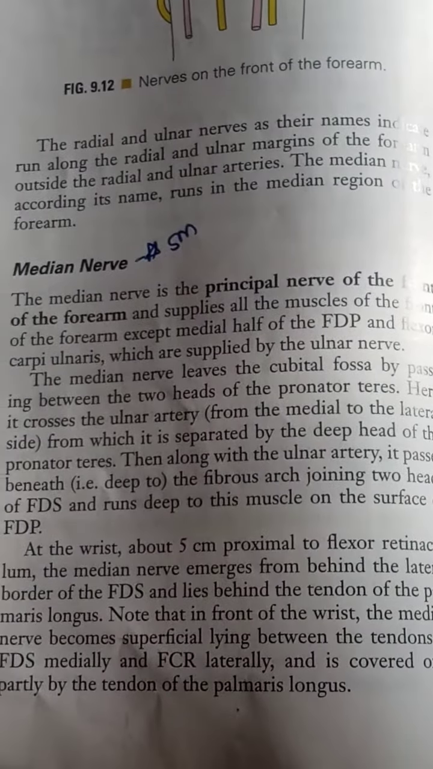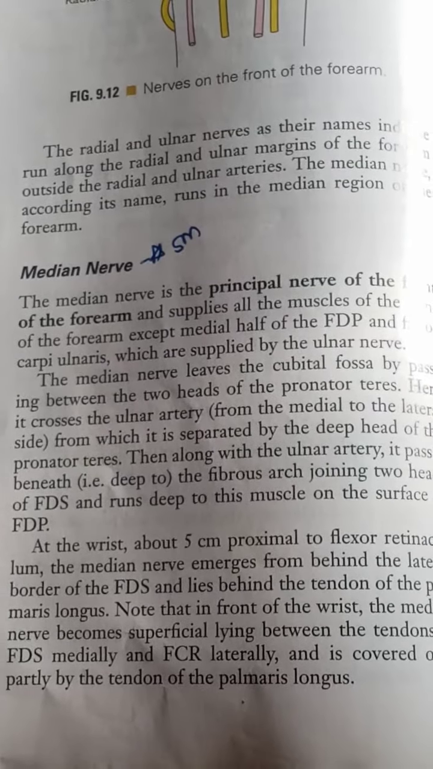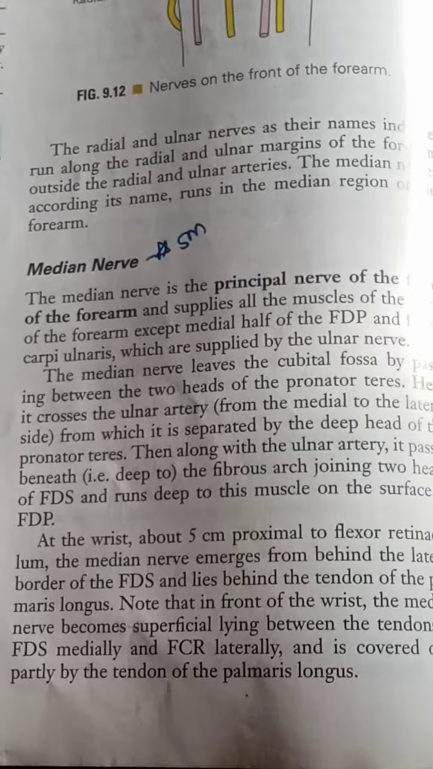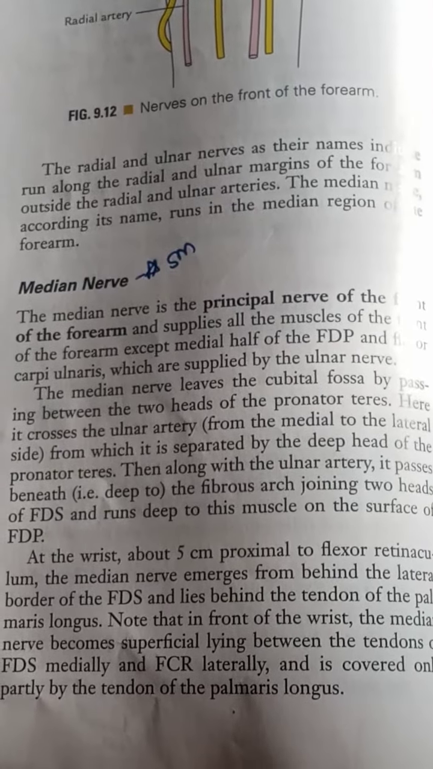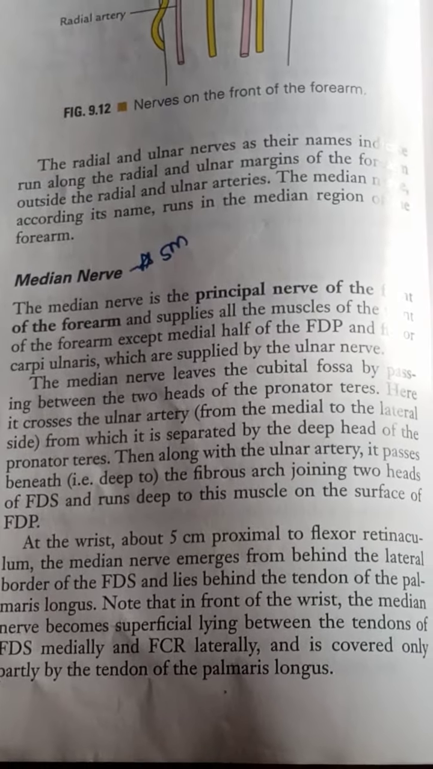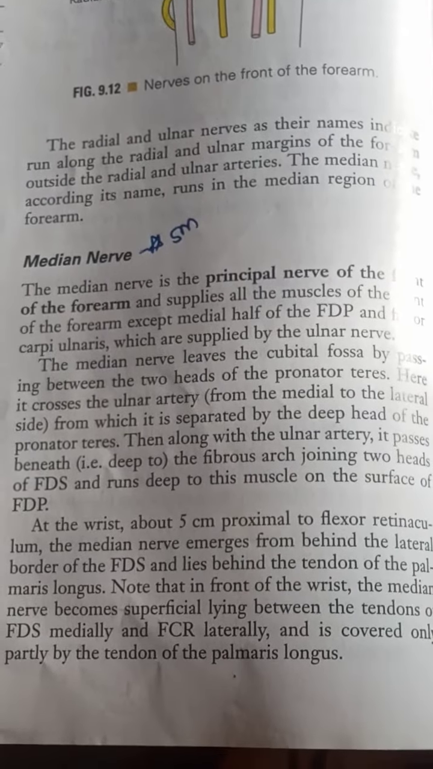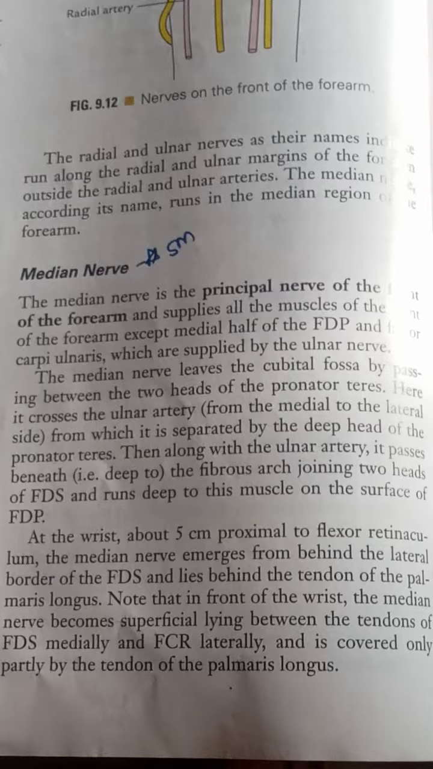Then along with the ulnar artery, it passes deep to the fibrous arch joining the two heads of flexor digitorum superficialis and runs deep to this muscle on the surface of flexor digitorum profundus. So however, it is running deep to the flexor muscles of the fingers, not superficially.